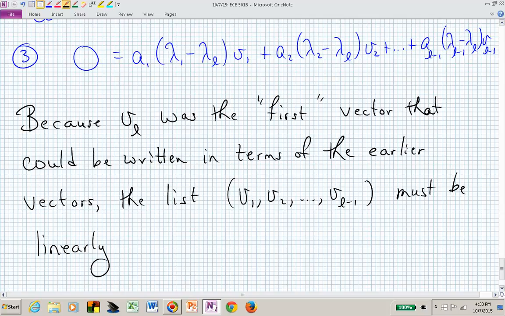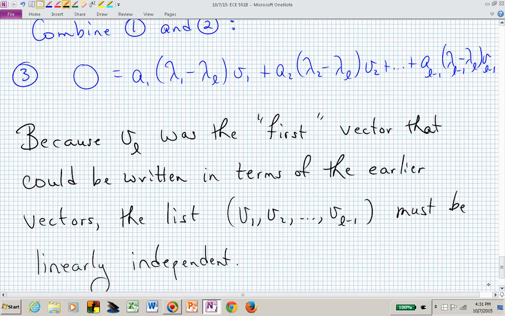Is it dependent or independent? We said v sub l was the first vector that would become linearly dependent on the previous vectors. These all have to be linearly independent. So these are all linearly independent. If that's the case, what does equation 3 tell us?